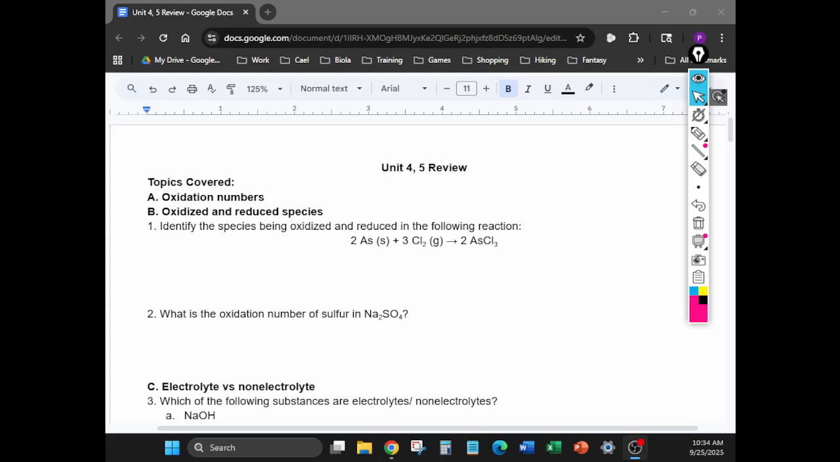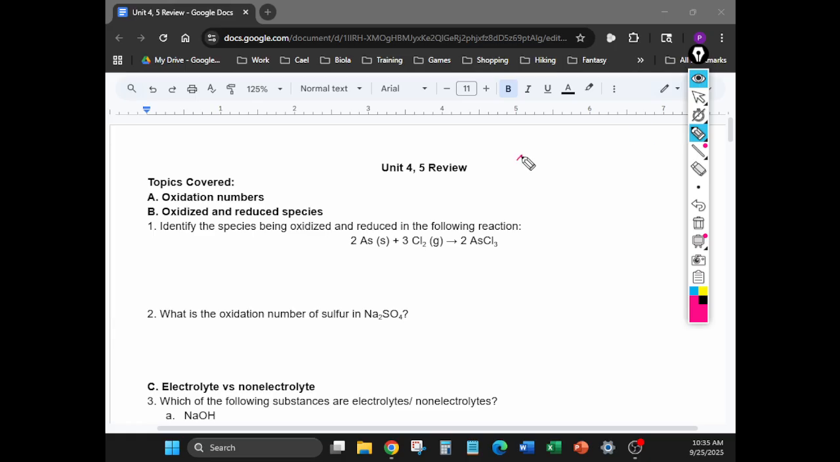Okay, so the first topic that you'll have on your exam is going to be oxidation reduction. You're going to have this type of question where I ask you which species is oxidized and which one's reduced in a chemical reaction. You'll just get a different chemical reaction, obviously.